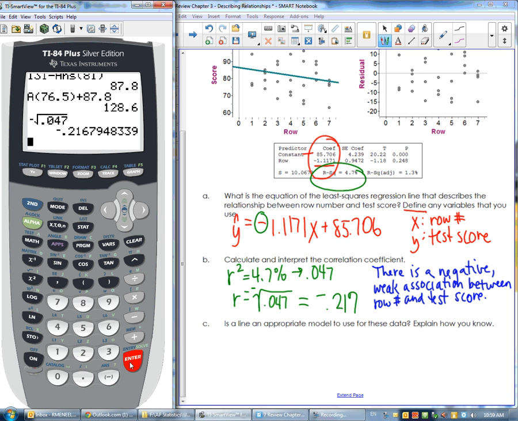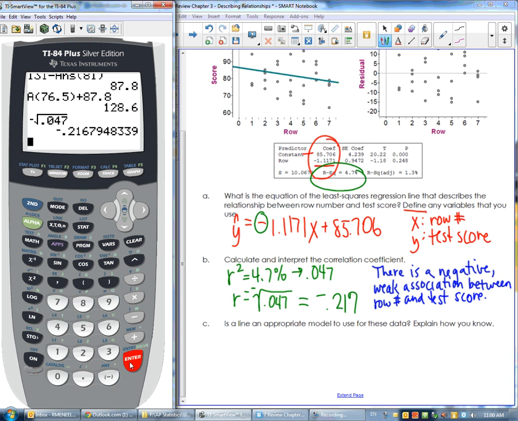And then from the scatter plot, I think it's pretty clear that we wouldn't really want to model this using a linear equation. But it's just asking us to determine the correlation coefficient and interpret it. So this is good enough. So there is a negative weak association between row number and test score. You can't really say that as the row increases, the test score decreases, because it is such a weak association.